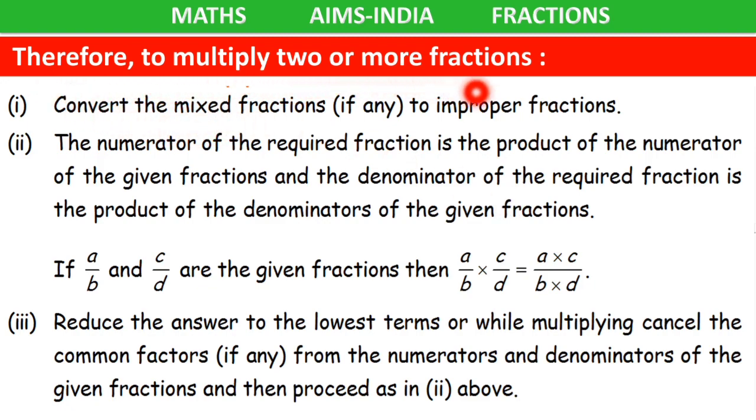To multiply two or more fractions, convert the mixed fractions, if any, to improper fractions. Now for mixed fractions, no matter whether we are doing addition, subtraction, multiplication or division, it is better to convert them into improper fractions first. Then the numerator of the required fraction is the product of the numerators of the given fractions, and the denominator of the required fraction is the product of the denominators of the given fractions. That is what we have learned, right?